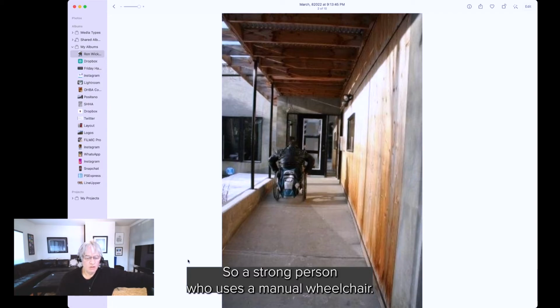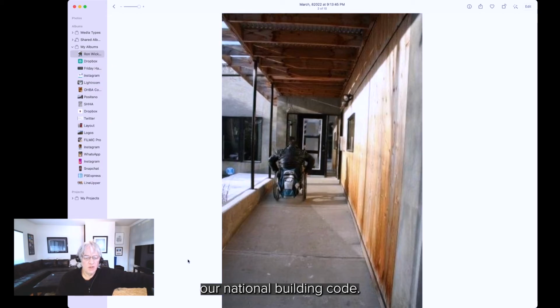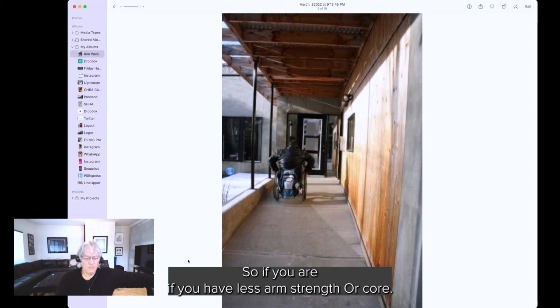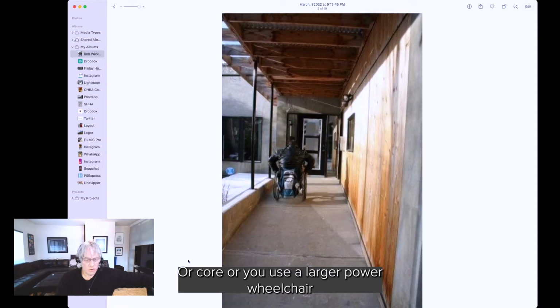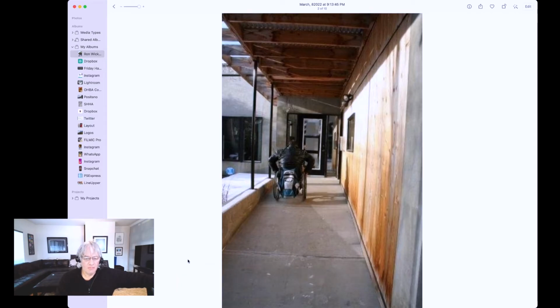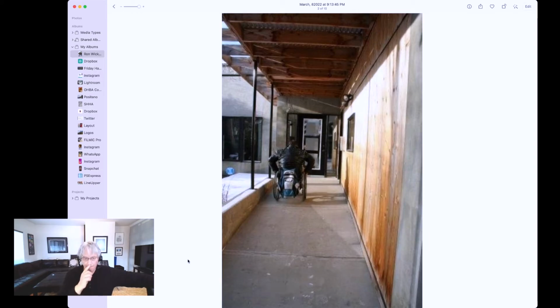A strong person who uses a manual wheelchair. That's what's reflected in our national building code. So if you have less arm strength, or less core strength, or you use a larger power wheelchair, there's a lot in the code that just wouldn't accommodate you. Right? Okay. So we move to the next one.